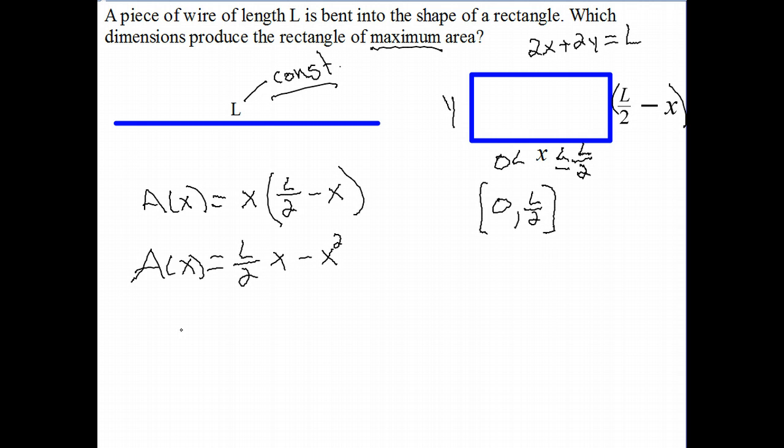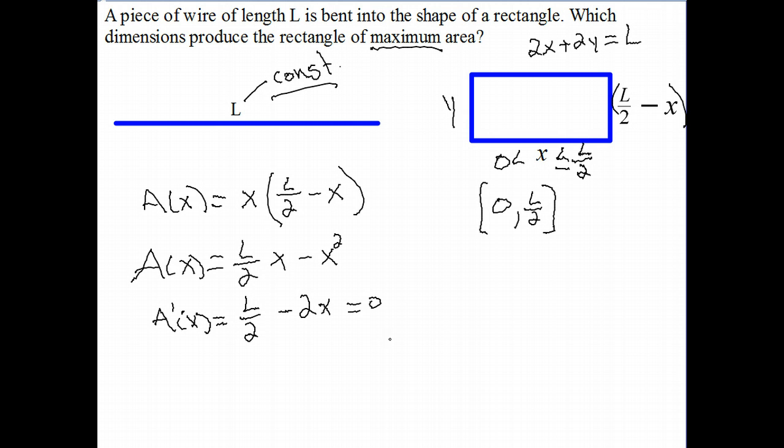So we need to take the derivative. Just like any other optimization problem we've done, take the derivative, find the critical points, check critical points and endpoints, and see what gives us a max. And that's what we want here. We want a max area. So A prime of x is going to be equal to L over 2, because remember, L is a constant, so we don't need a product rule here. Just because L is a letter doesn't mean it's a variable. So L over 2 minus 2x.